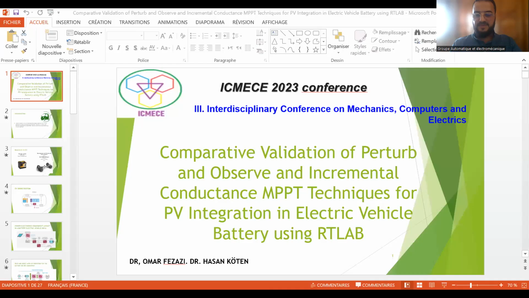A comparative study between two main methods, perturb and observe and incremental conductance MPPT techniques, for PV integration in an electrical vehicle battery using RT-LAB.